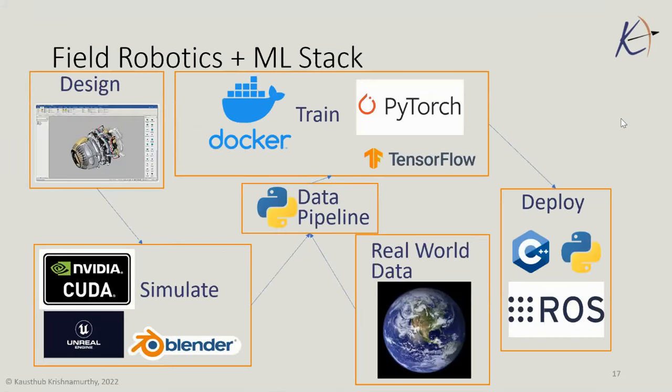So this is how I would not do a field robotics ML stack. Design in CAD, simulate in a game engine, and then write your own custom data pipelines in Python, and then grab some real world data, put that through its own pipelines as well in Python, train it in a Dockerized container with PyTorch, TensorFlow, whatever the flavor of the month is for you, and then deploy it directly onto your ROS node, which is written in Python or C++. And it'll be a combination of pre and post processing in C++ and Python for the inference alone. I've done it this way. It works for proof of concepts, but it's definitely not an efficient way to do this.